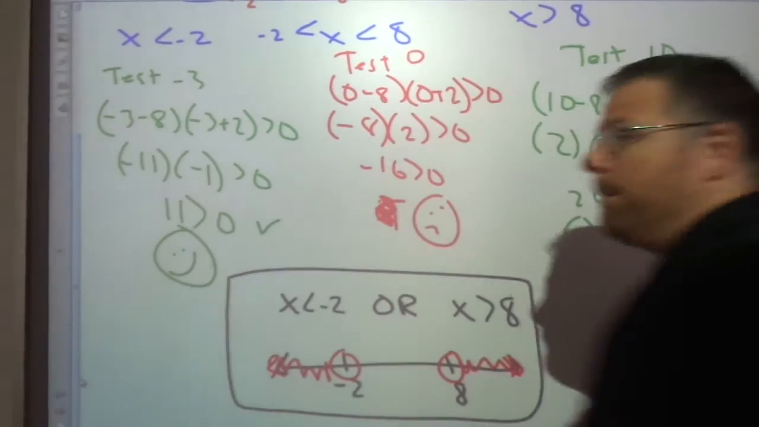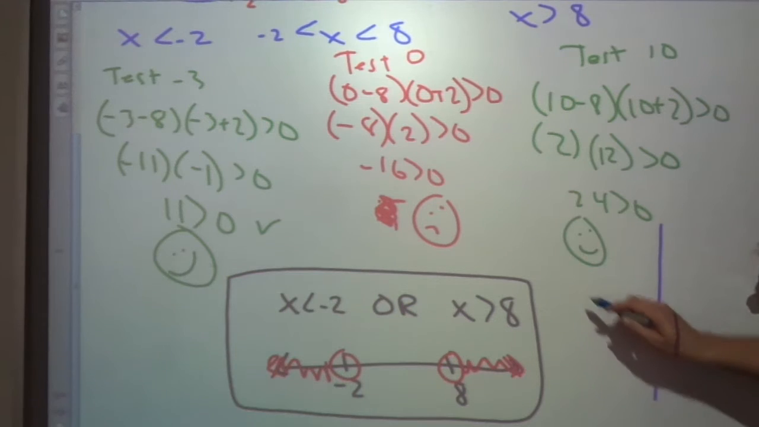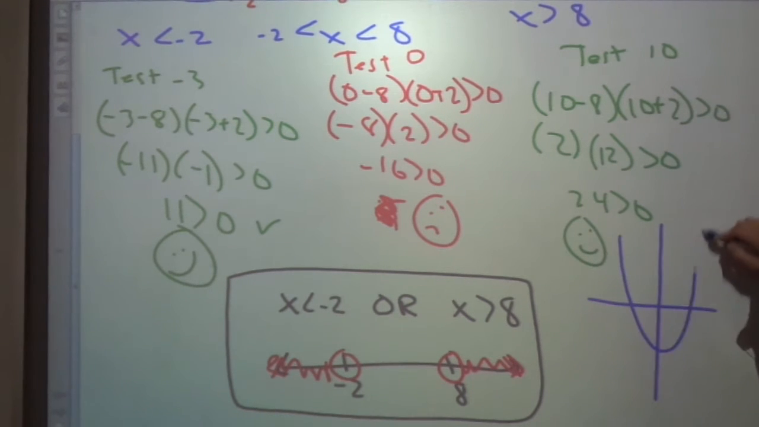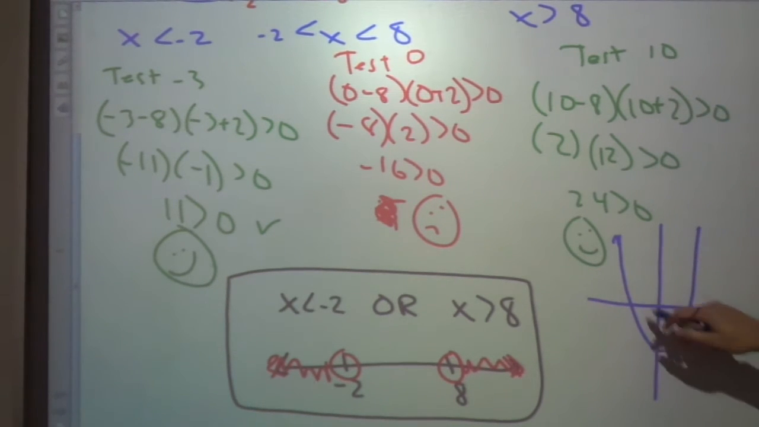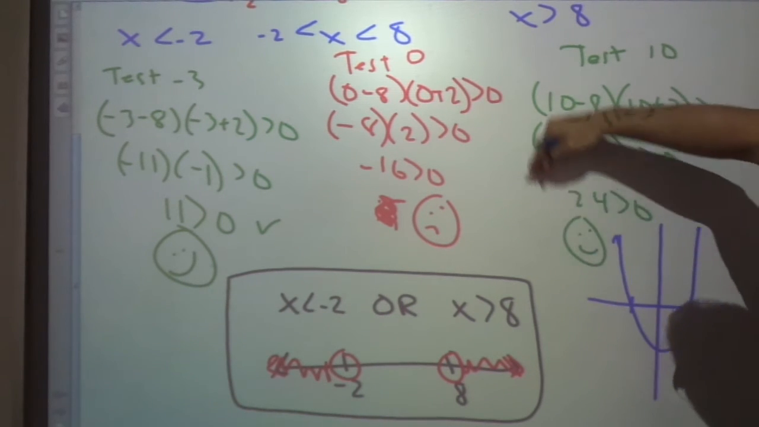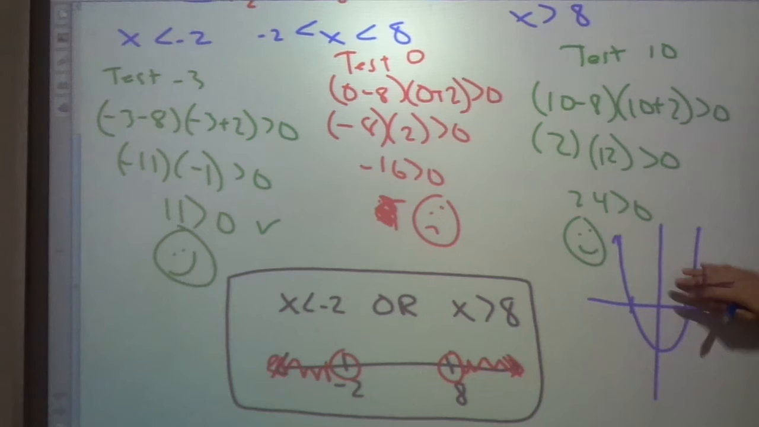Again, the way our picture might look here is we've got some kind of parabola, and we're showing that the values from negative 2 on down is where the parabola gets bigger than 0, and from 8 on up is where the parabola is greater than 0.